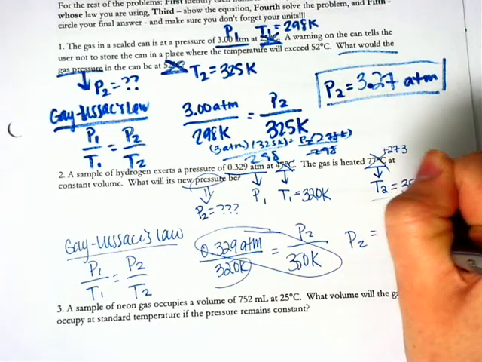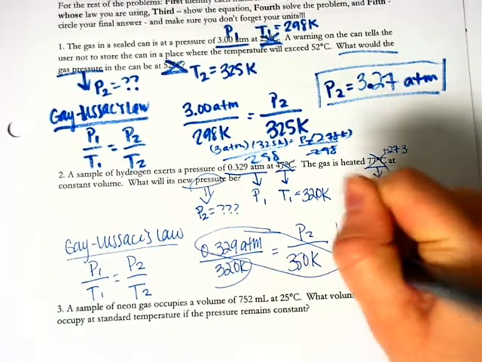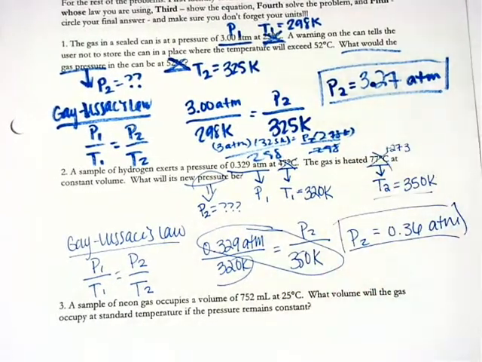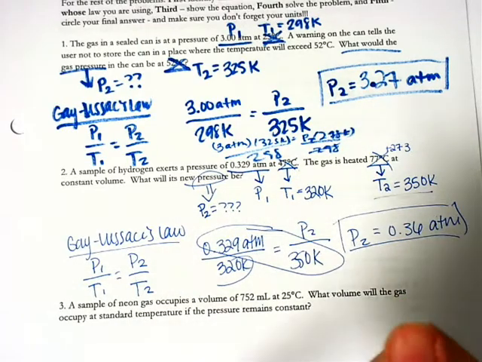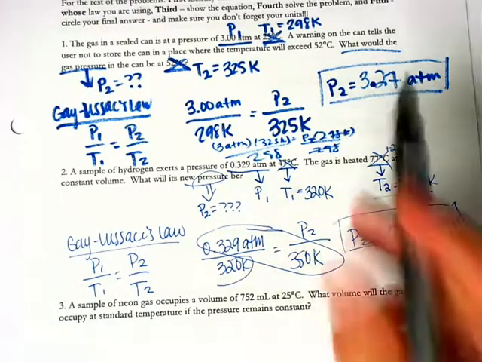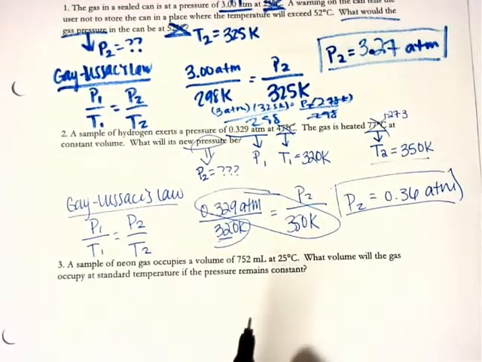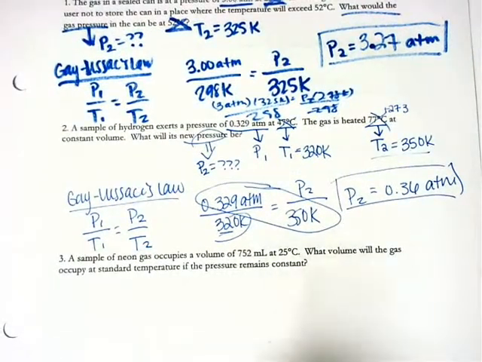And I get 0.36 ATM. Why are my units in atmospheres? Because that's what I started with. My units are going to stay the same. Okay, so 0.36. We only have 2 sig figs here, so 2 sig figs in our answer. Okay, so units, make sure you're on top of those. They have to be the same.